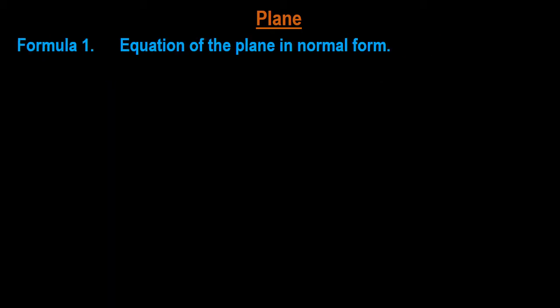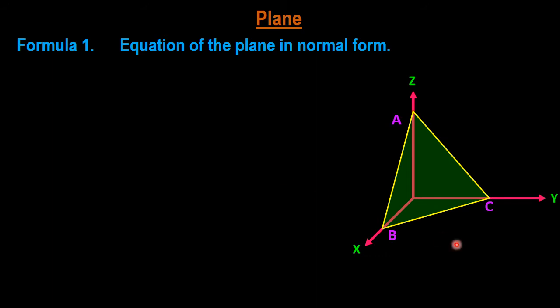Now before moving to exercise 11.3, let us know about the formula which is very helpful in solving the questions from this exercise. The first formula is to find the equation of the plane in normal form. So just like in straight line that we have already done, the equation of the plane we have to write in vector form as well as in Cartesian form. So here we consider 3-dimensional coordinate system, and then we consider a triangular plane. So this ABC represents the triangular plane, and we need to write the equation of this plane in vector form as well as in Cartesian form.